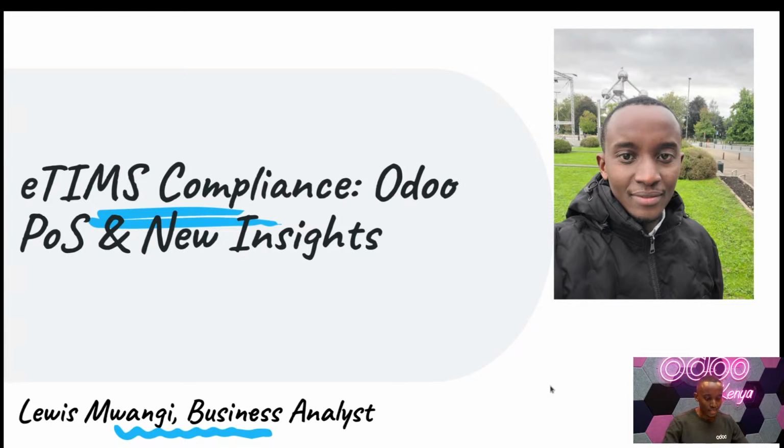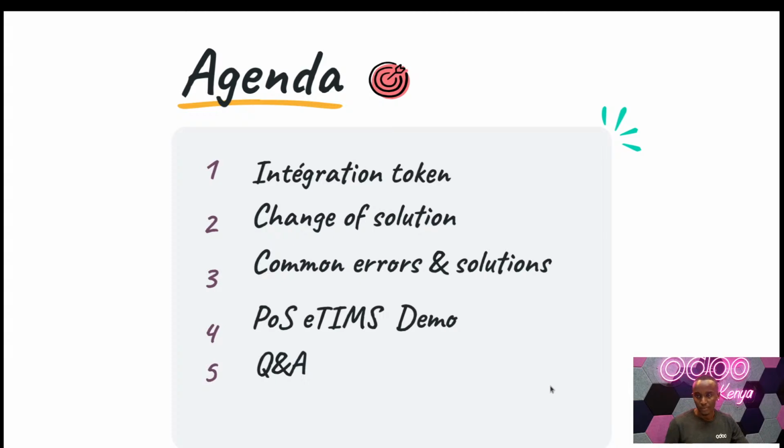So to our agenda for today, we have 5 points to discuss. The first one will be the integration token, which is required during the onboarding process. I will also talk about the change of solution, basically for clients who are using other eTIMS solutions and would now like to move to Odoo. I will also discuss the common errors that our clients are facing and how they can be resolved.